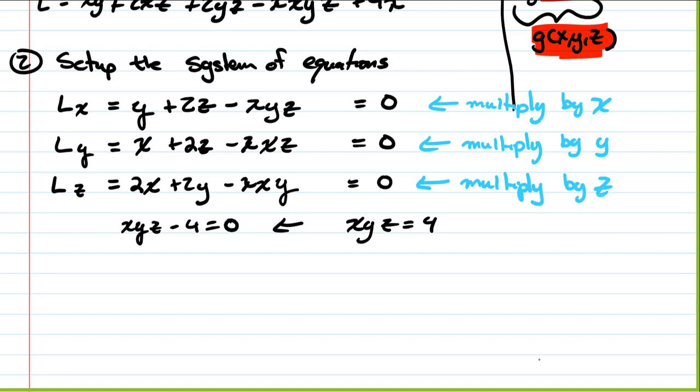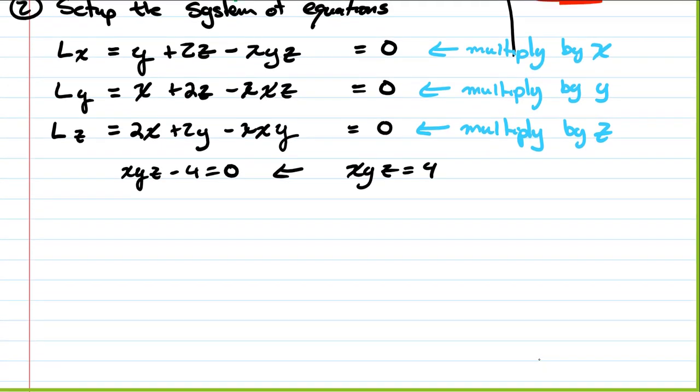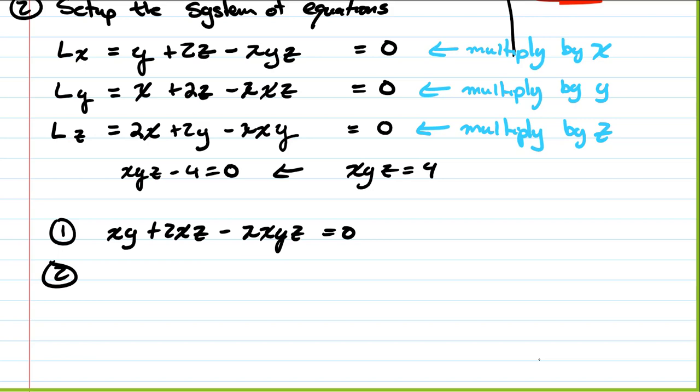And if I do so, then these last terms will all be lambda x, y, z. So my new equation 1, if I multiply the first equation by x, is going to be xy plus 2xz minus lambda xyz is equal to 0. My new equation 2, when I multiply by y, is going to be xy plus 2yz minus lambda xyz is equal to 0.